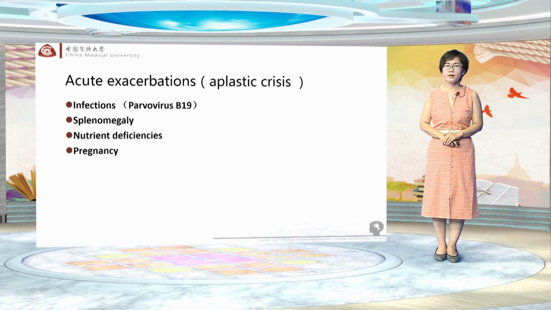Pregnancy has increased demands for nutrients, which can also lead to aplastic crisis. So, supplementing with sufficient hematopoietic raw material is important for prevention of aplastic crisis, especially during pregnancy.